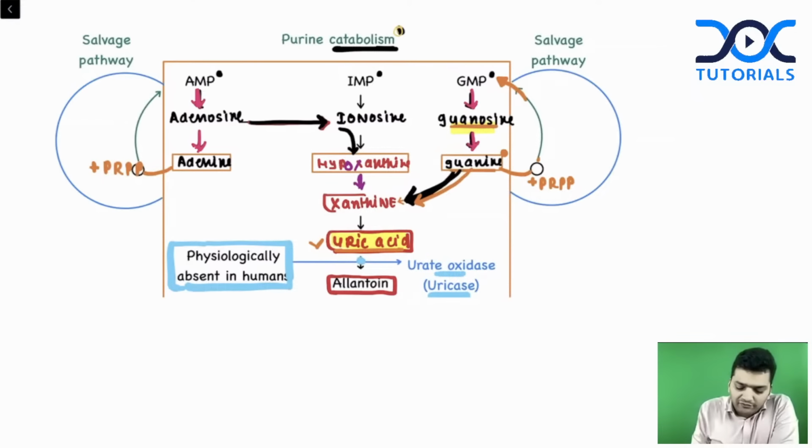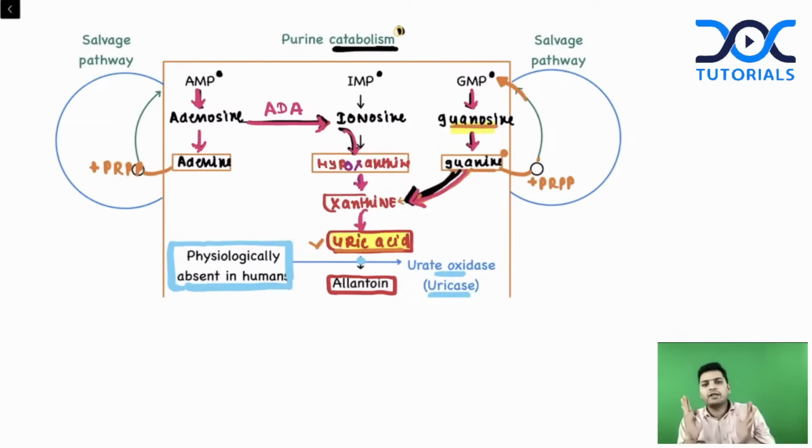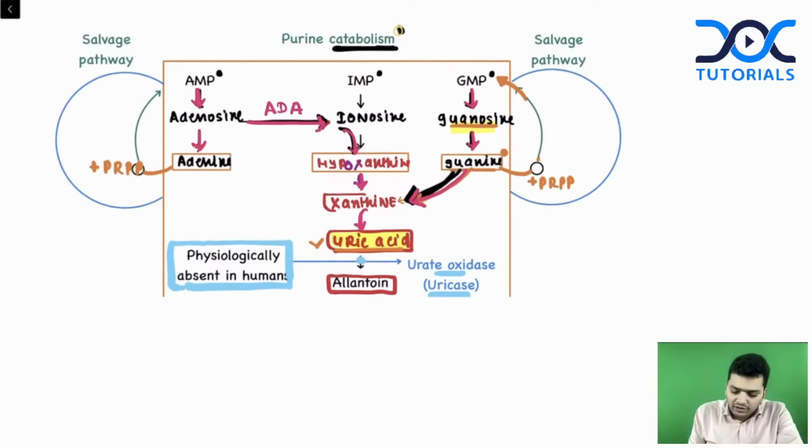You can break it down even further. Adenosine can convert into inosine with the help of the enzyme adenosine deaminase. Inosine converts into hypoxanthine, then xanthine, then ultimately uric acid. In the same way, guanine can convert into xanthine, and xanthine into uric acid. This is how we destroy purines when a cell dies. Uric acid could have been converted into allantoin by the enzyme uricase, but in humans this enzyme is physiologically not there, so we can't do this reaction. So the last product of purine catabolism is uric acid.